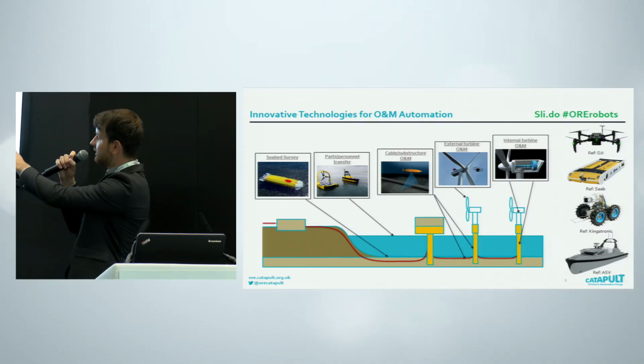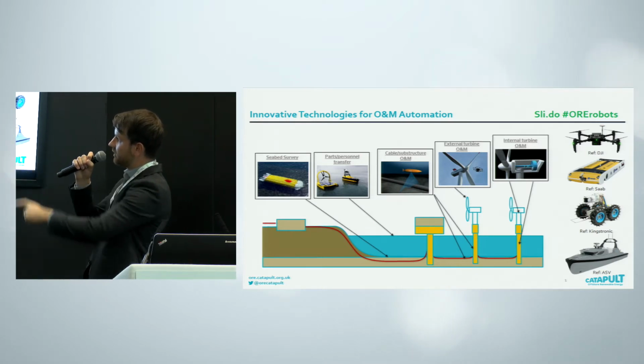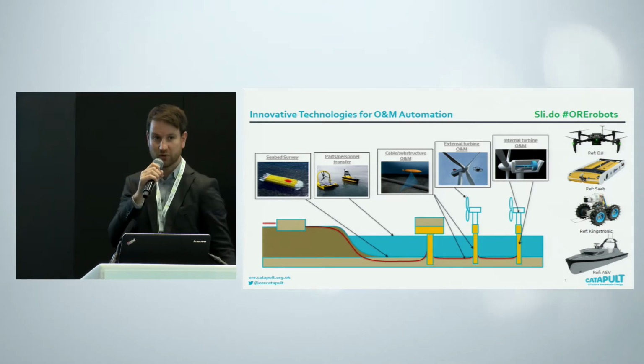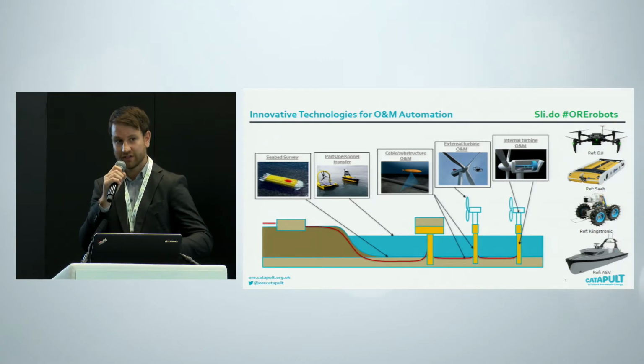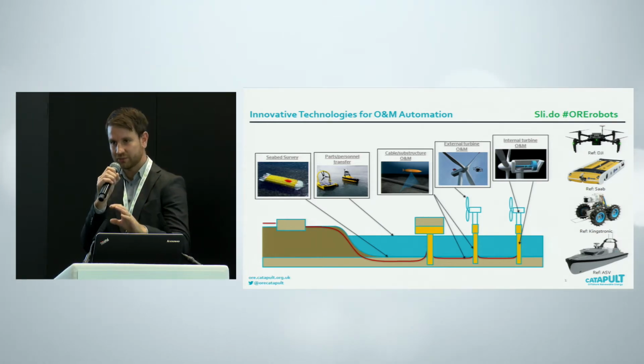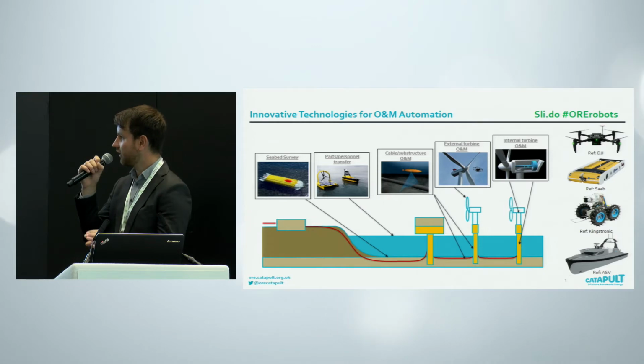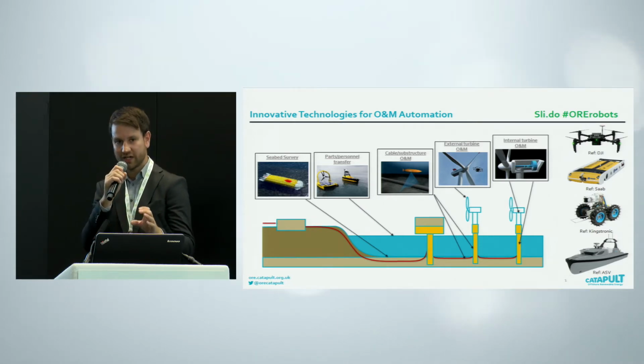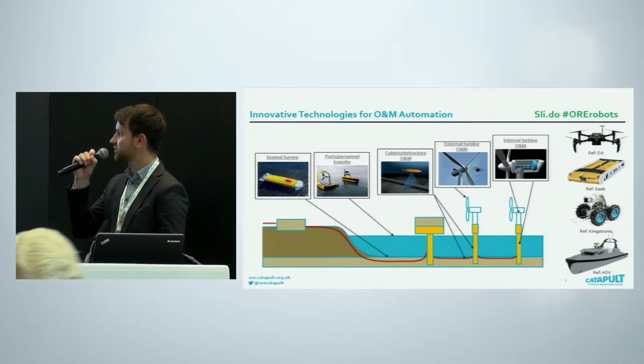And then if we look at the actual infrastructure, again, we can use autonomous underwater vehicles for not just doing surveys of the seabed, but actually doing direct spot checks and inspections of the cables, the integrity of the cables, and also of the foundations.